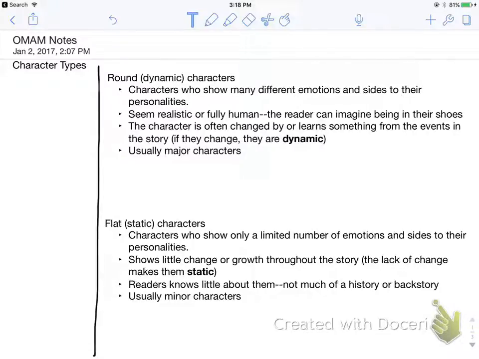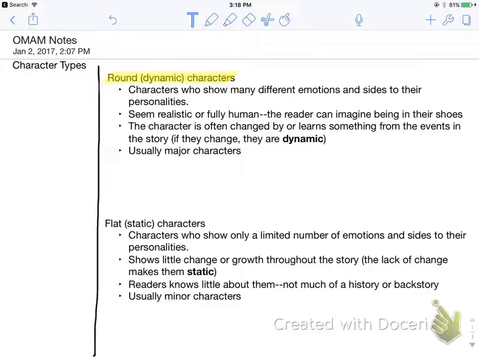So the first thing that we're going to start with is character types. And we're going to talk about three of them. The first kind of character type is round or dynamic characters. Round characters are the ones who show a lot of different sides of their personalities. They show many emotions. They seem realistic or human because they are the closest to the people that you bump into every day. The reader can imagine being in their shoes because they feel just as human as the people that they know.